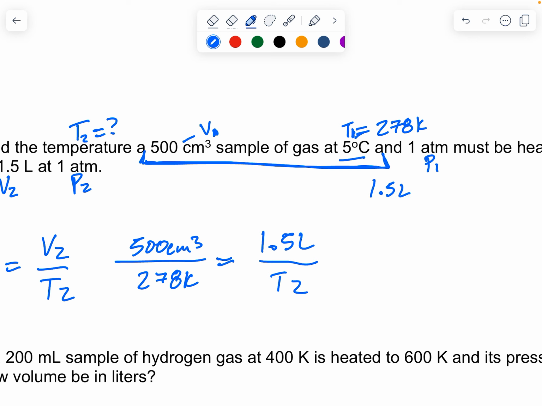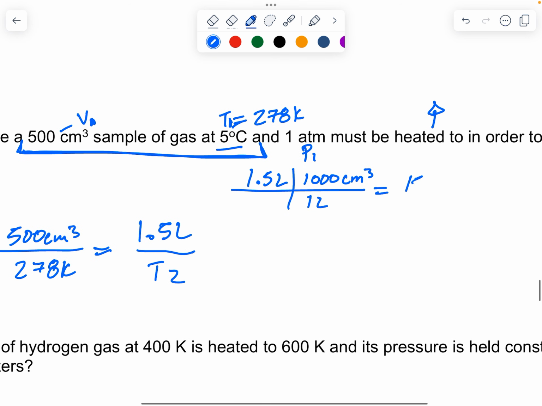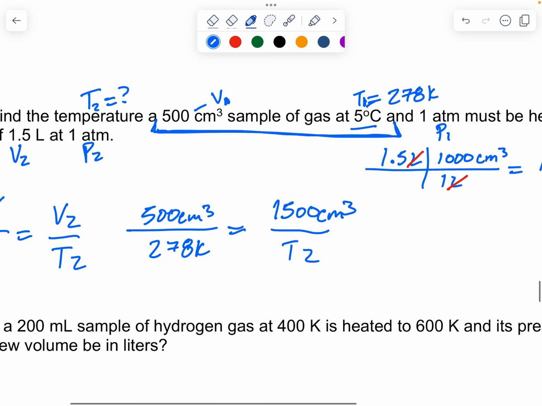So 1.5 liters, let's do a conversion here. I know that the standard is 1 liter, and the standard for centimeters cubed is 1,000 centimeters cubed. So if I do that, that would be 1,500 centimeters cubed. And I can cross off my liters. And that's how we do the conversion. So I'm going to get rid of this right here, and I'm going to replace that with 1,500 centimeters cubed.